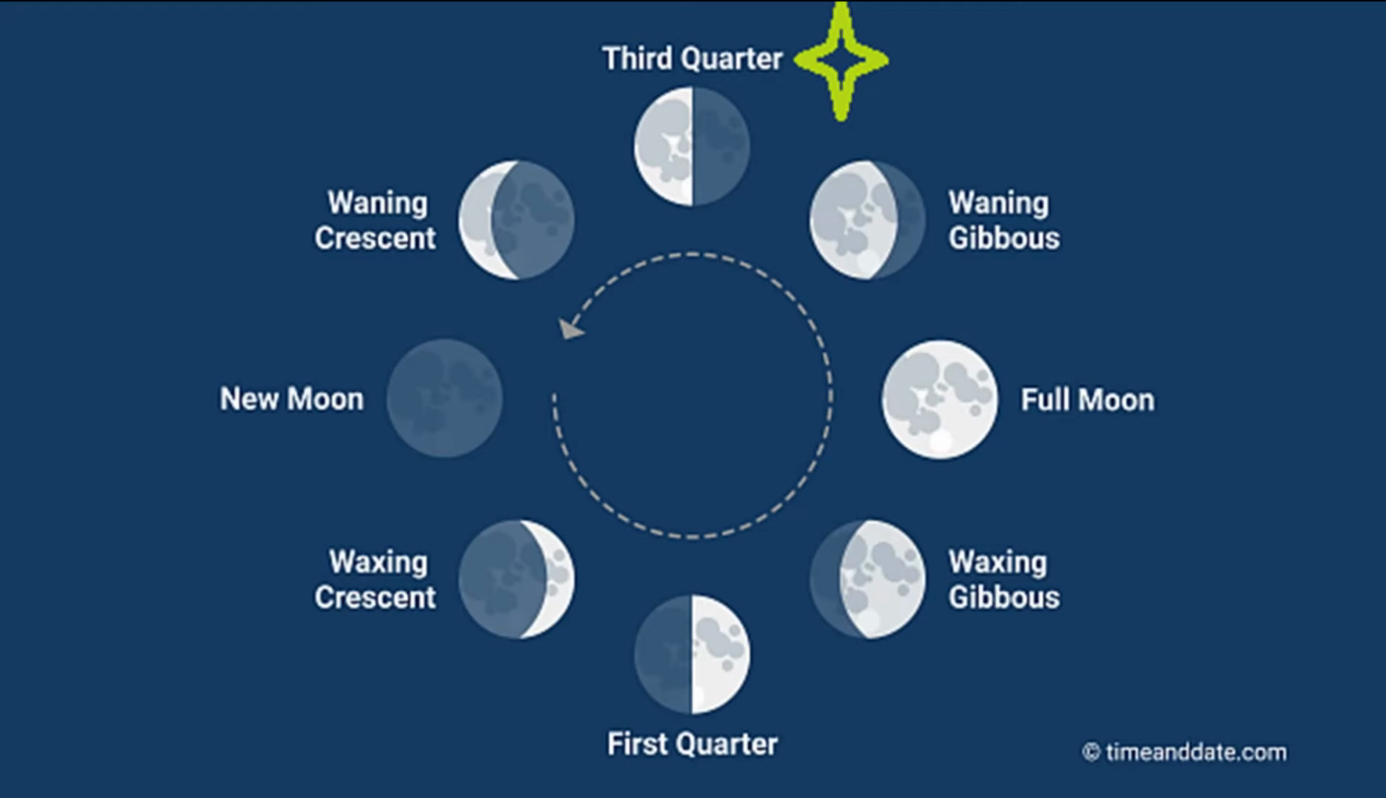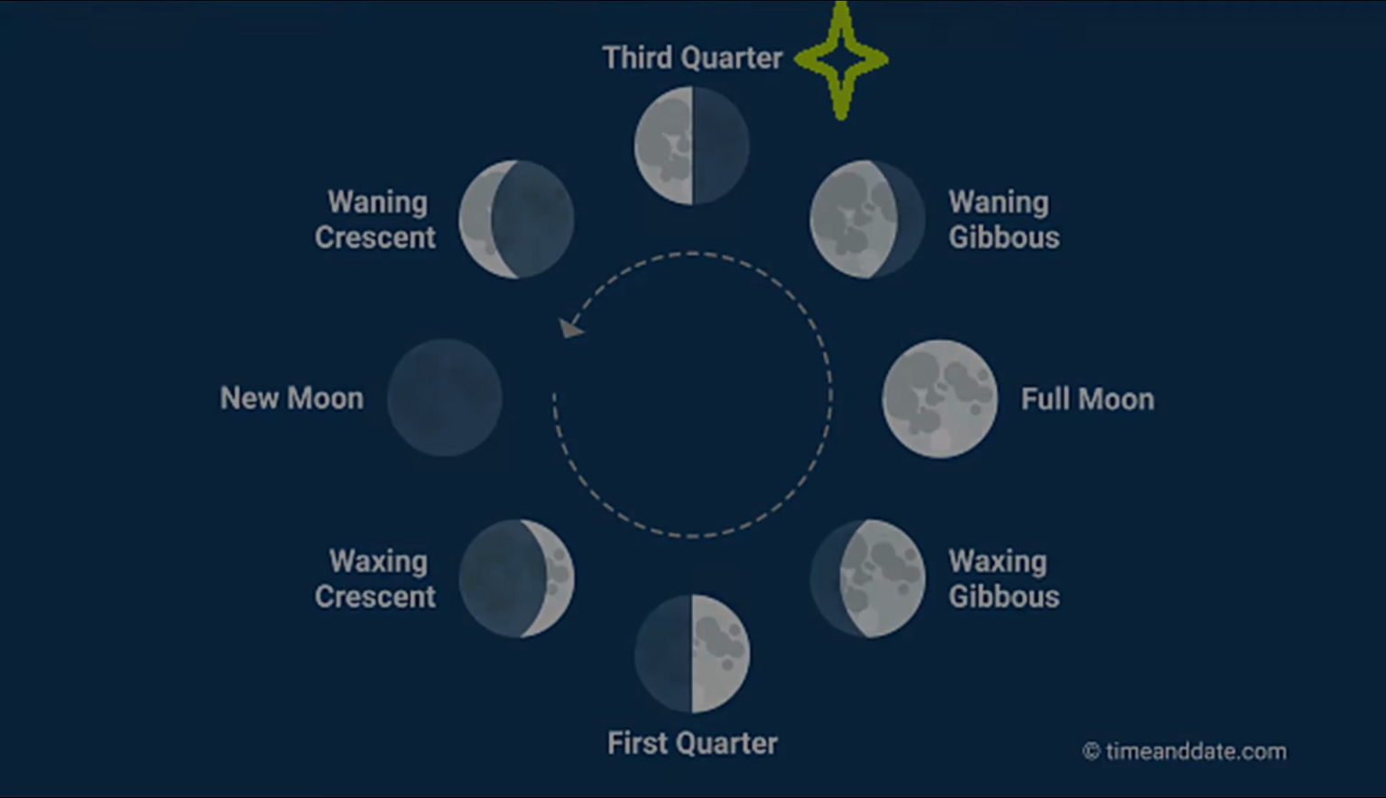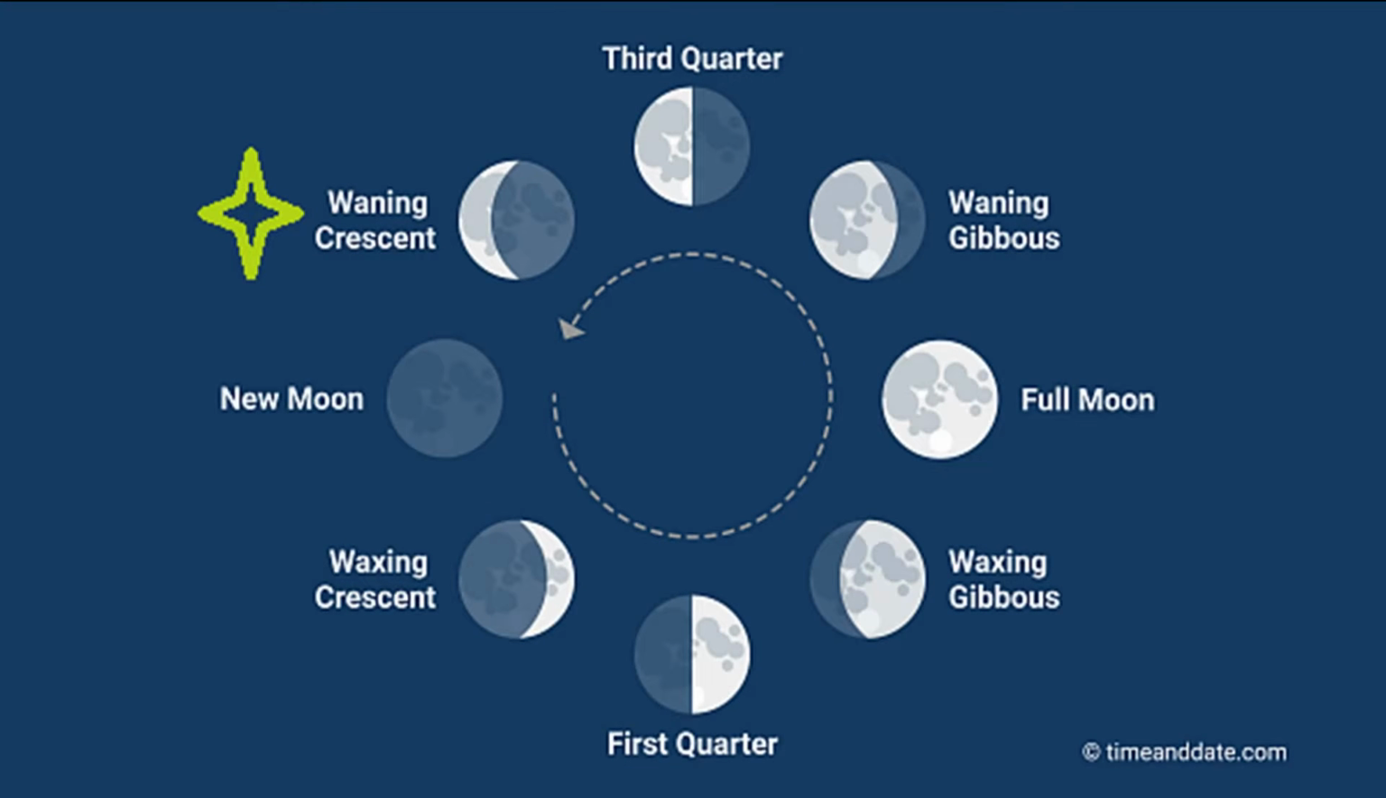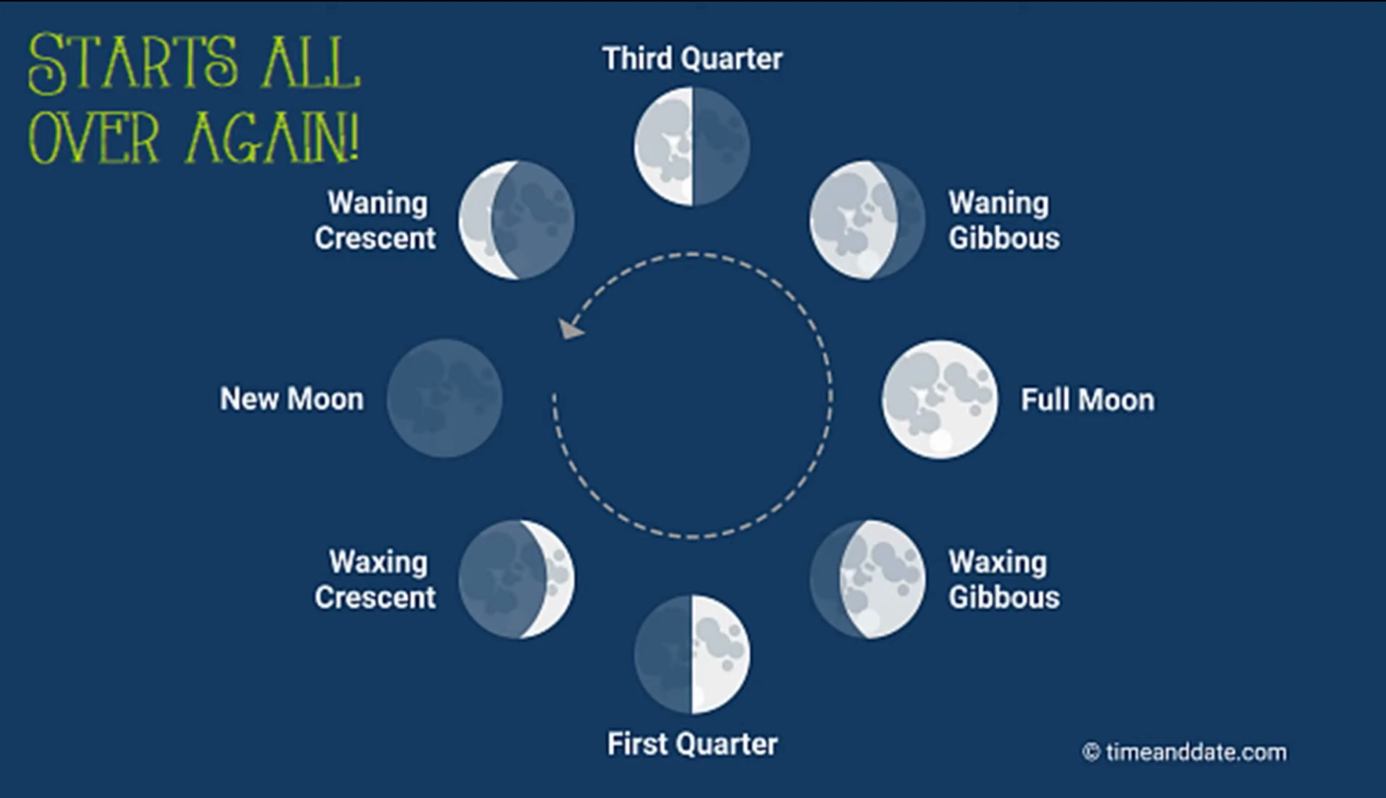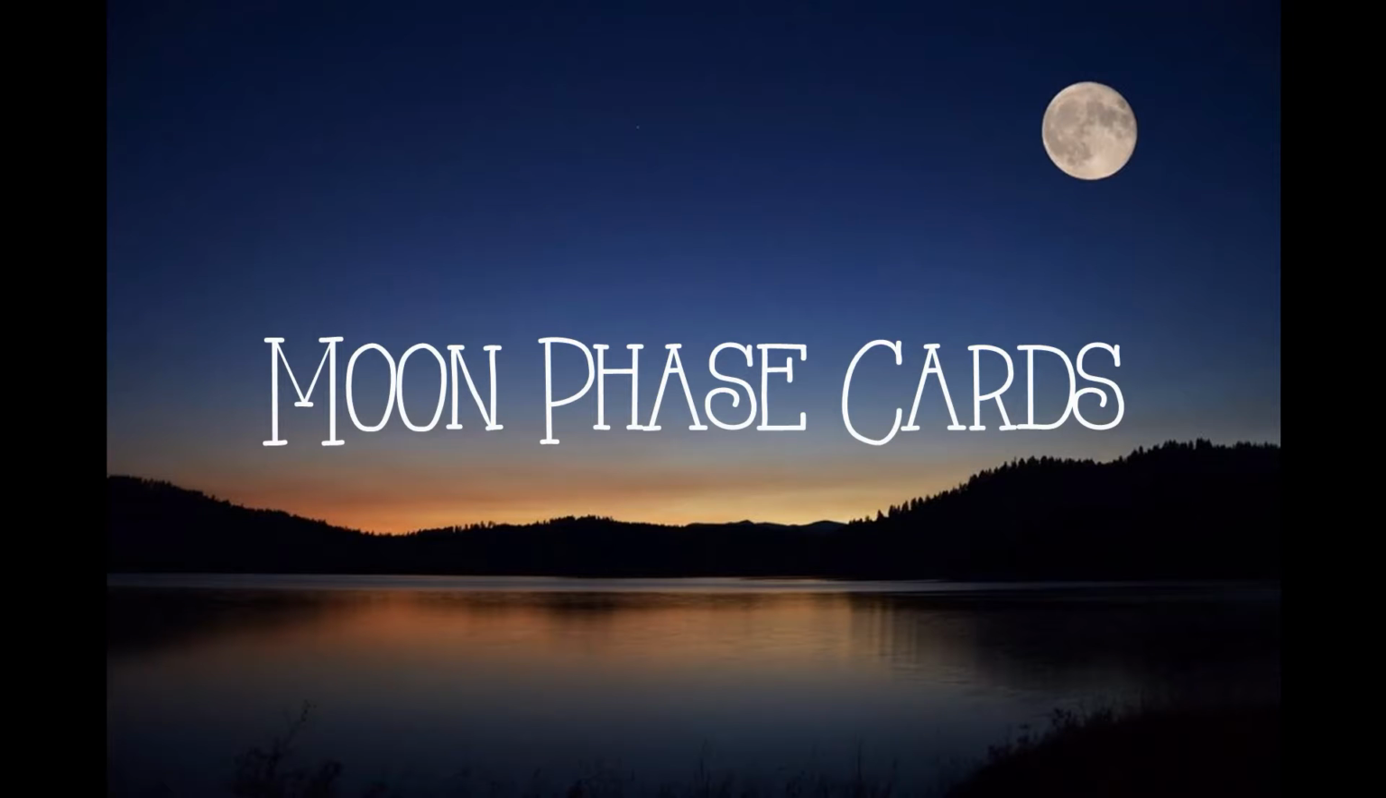Next, we have the third quarter phase where it looks like a half moon again, but this time the left side is illuminated. And finally, the last phase is called waning crescent. And this, again, is a thin crescent shape, but this time it is opening to the right, and then the orbit starts all over again with a new moon. Hopefully now you guys have a good understanding of the moon phases, and we are going to move on to our activity, which is making moon phase cards.